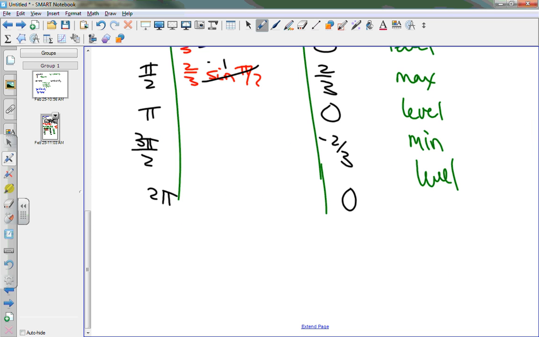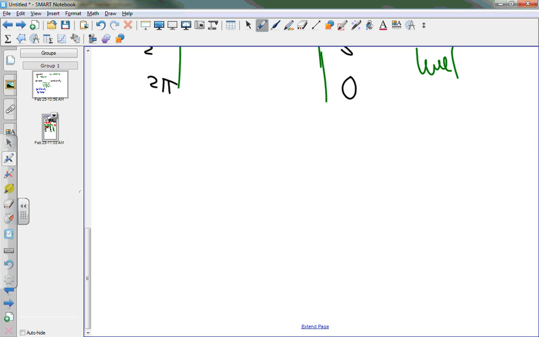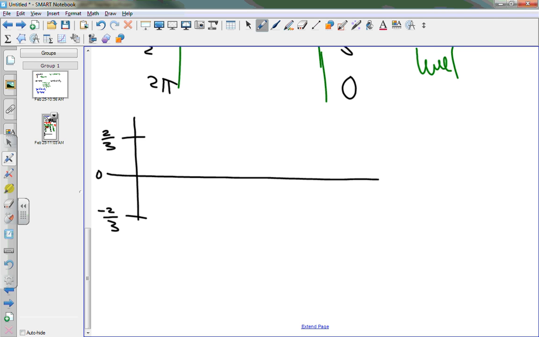Okay? So now let's go ahead and graph it. So how would I graph this? Zero is right here. Where's positive 2/3? Up here. Where's negative 2/3? Down here. Do I care how many units you guys have on yours? Doesn't matter what it's started. Doesn't matter to me. Okay?